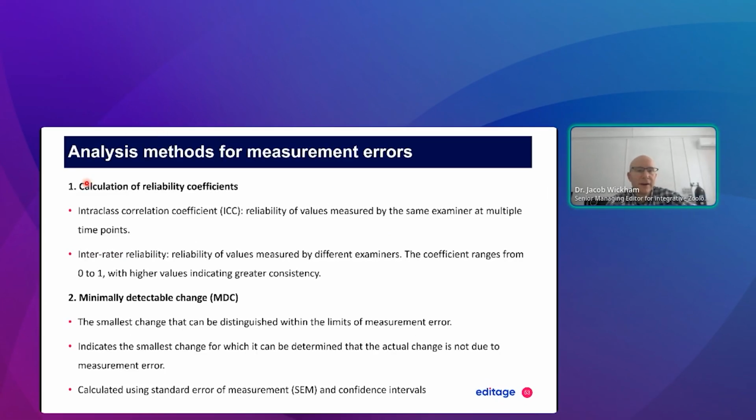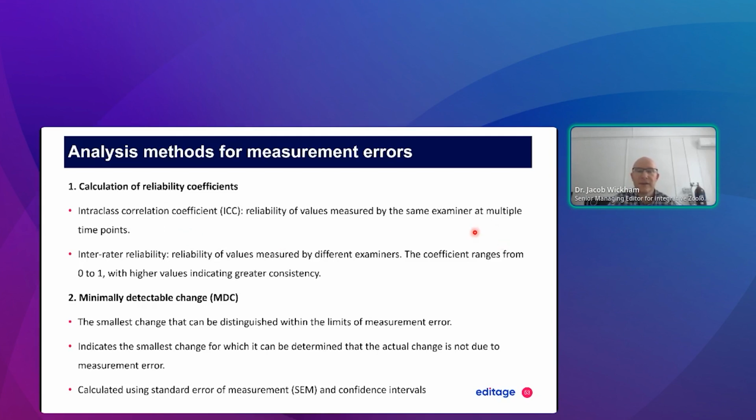And here are some more analysis methods for measurement errors. One is a calculation of reliability coefficients. Basically, these are coefficients based on reliability scores. These are measured by the same examiner at multiple time points. So this is the intraclass correlation coefficient.